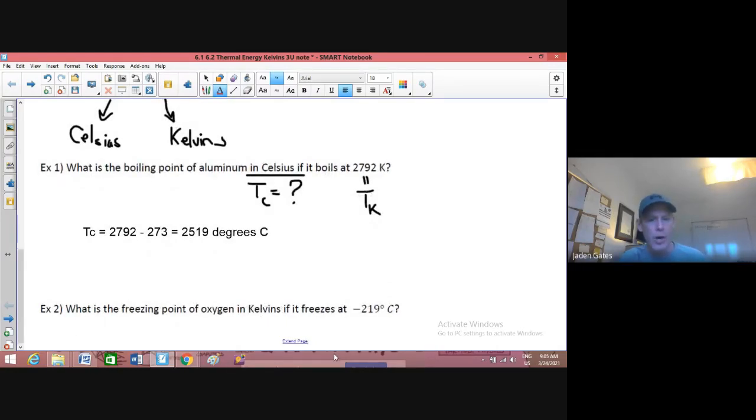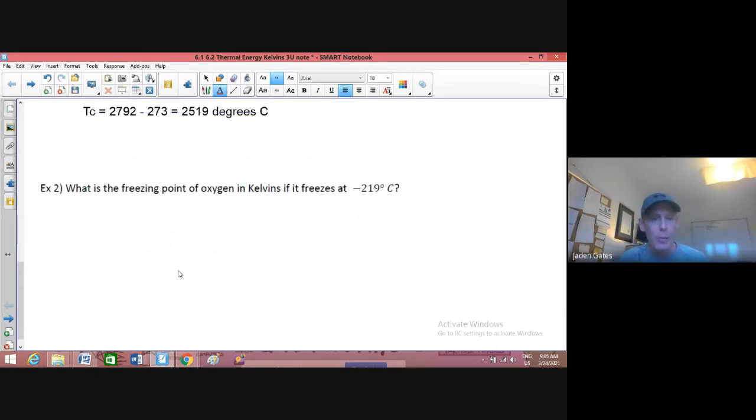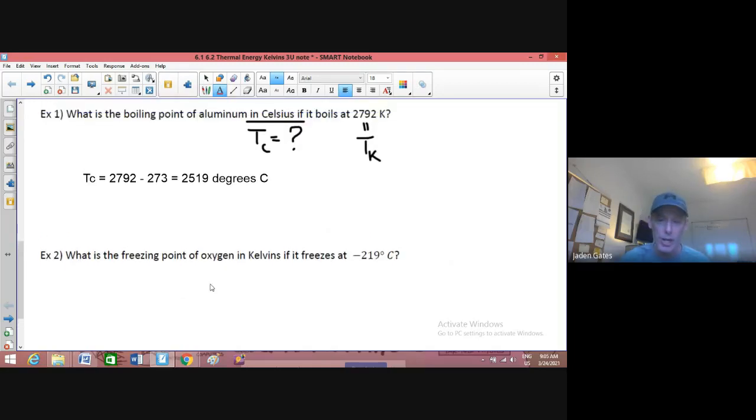Let's go the other way here. Example 2: what is the freezing point of oxygen? Yes, that can happen. If anybody's ever seen liquid nitrogen poured out of a jar, that looks pretty cool. But you can freeze gases.